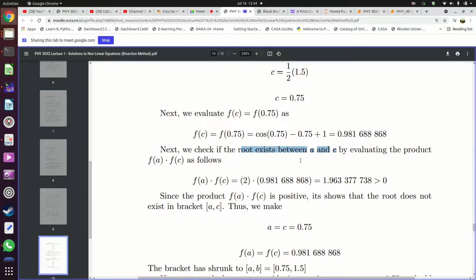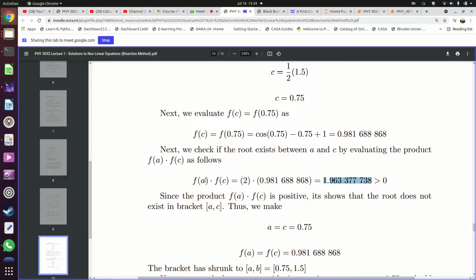The reason why there is nothing is because when we work out the product f of A times f of C, the value of f of A, the function at 0, is 2, and the value of f of C is what we have just worked out here. This is also positive, so you end up with 2 times this value. You multiply these two, you end up with 1.963733789. This number is positive.